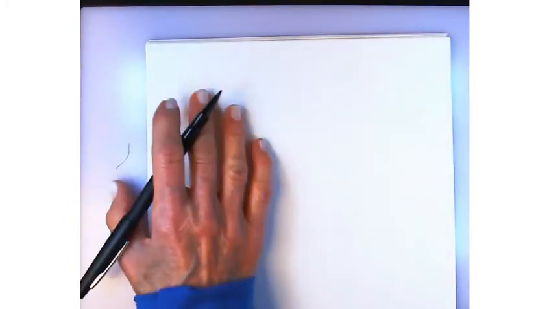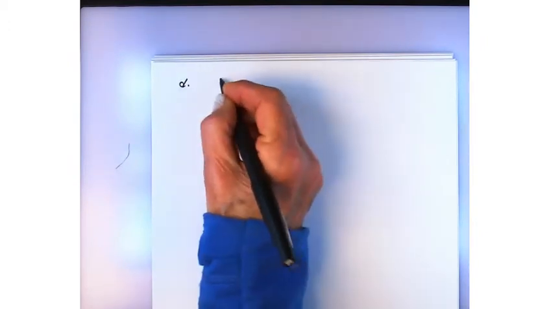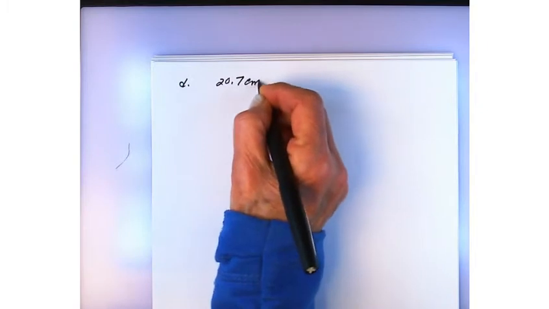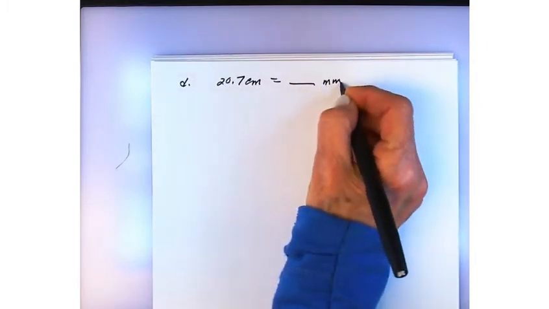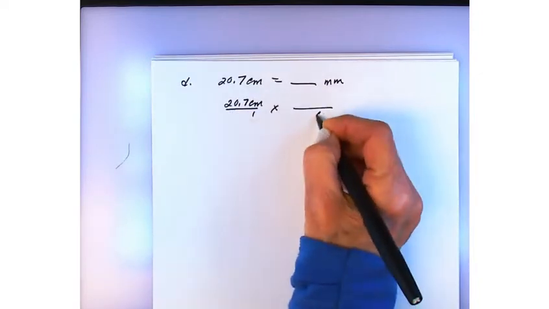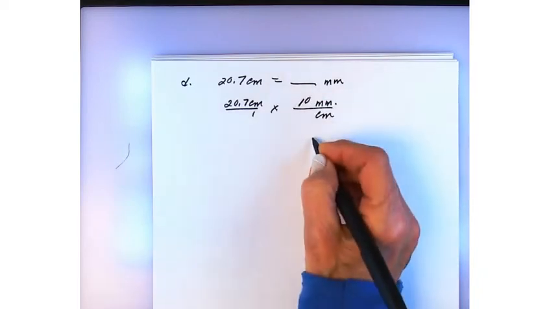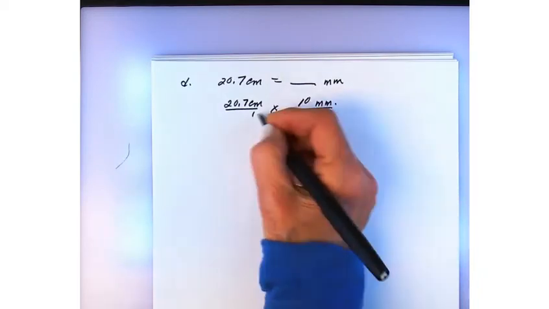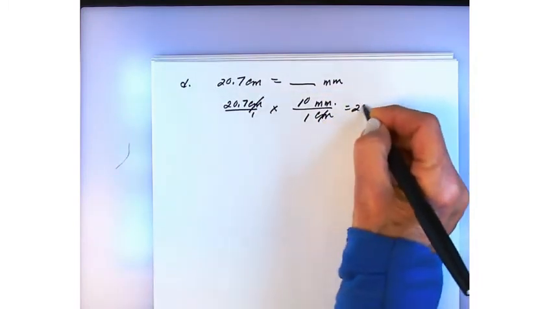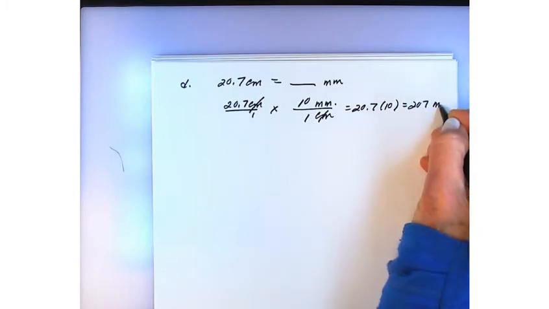So it's very repetitious, everyone. I'm probably doing a few more examples than I normally would, because I would be having you do walk-in checks. So here I have 20.7. Out go the centimeters, in come the millimeters. It takes 10 millimeters to equal 1 centimeter. And now I have 20.7 times 10 gives me 207 millimeters.